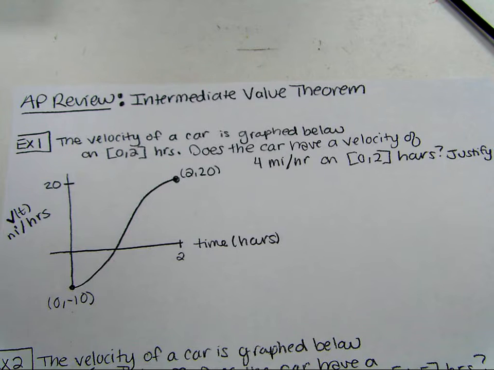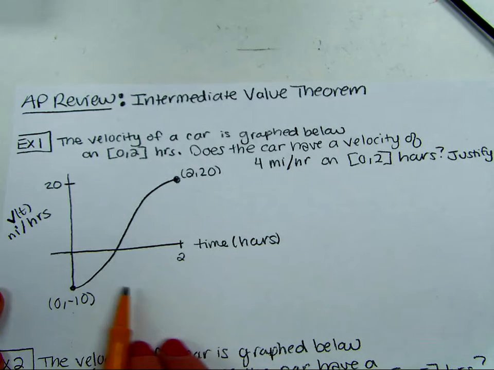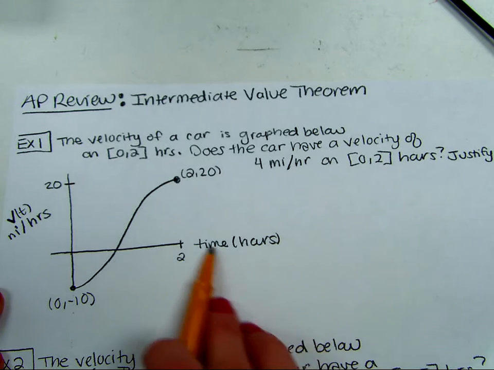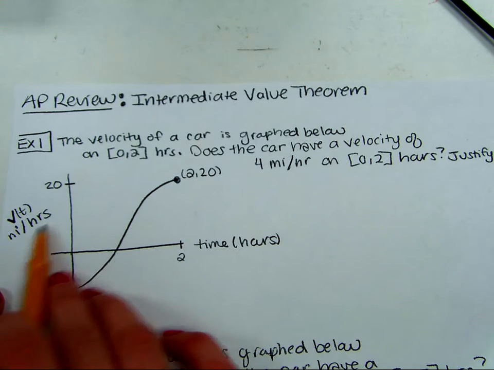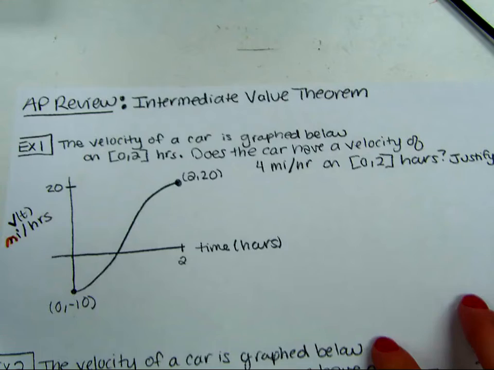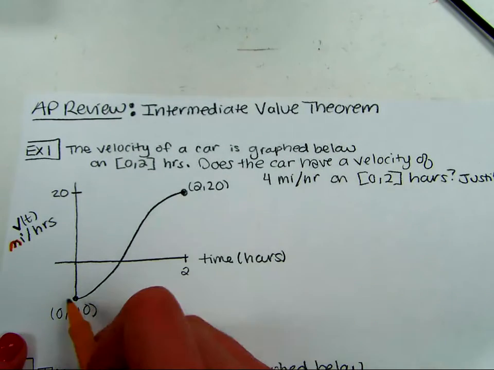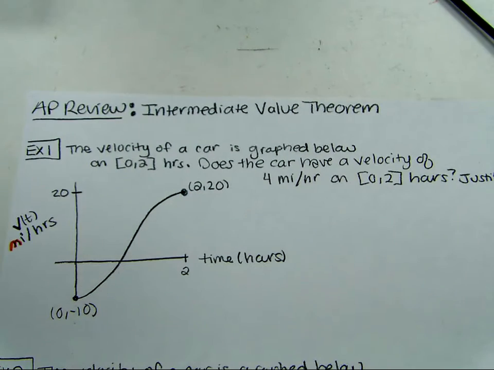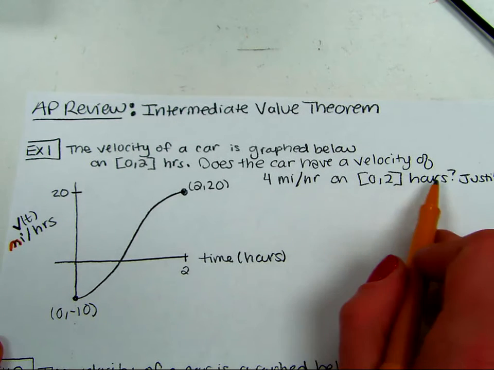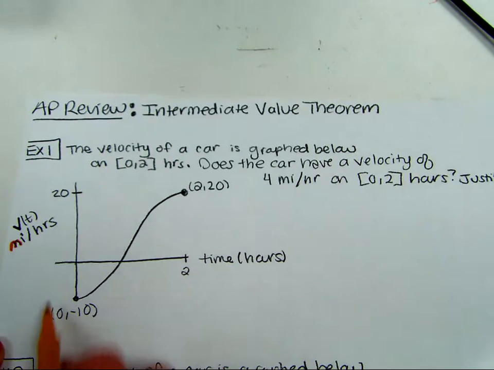This first one says the velocity of a car is graphed below on 0 to 2 hours. So here we have 0 to 2 hours. Time is in hours. Over here we have velocity, and this should say miles per hour. It looks like we have 2 points right here, and there's just a graph connecting them. It says, does the car have a velocity of 4 miles per hour somewhere on this interval 0 to 2 hours? And explain.